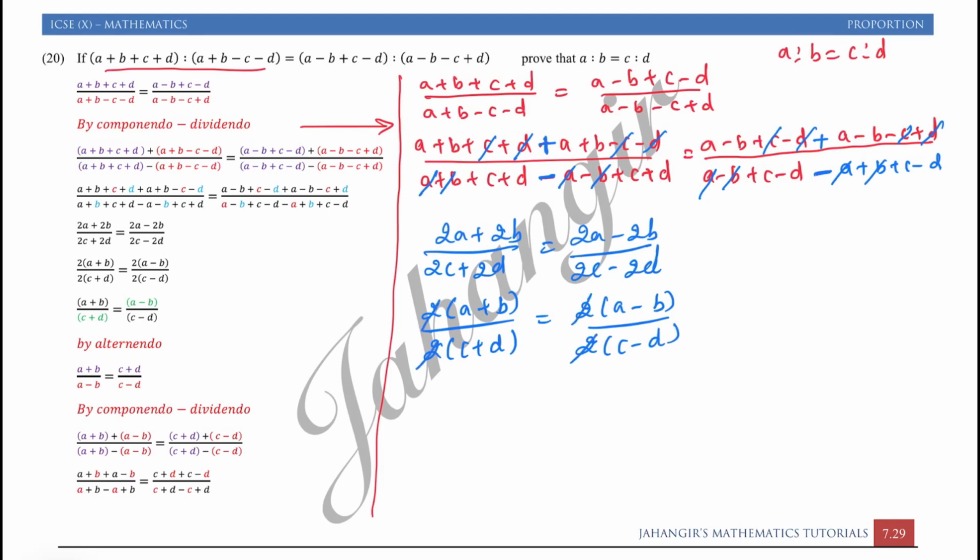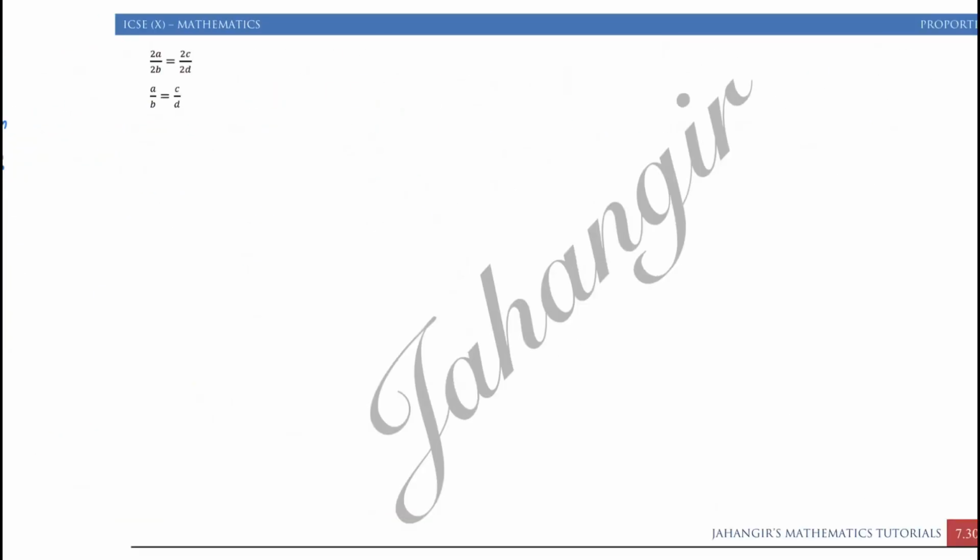Now if you see, a plus b is numerator and c plus d is denominator. On the left side and right side we have a minus b, c minus d. So if you take alternando, what will I get? I can swap these two terms. So I will get a plus b upon a minus b is equal to c plus d upon c minus d. Once you get this, we will do componendo dividendo again.